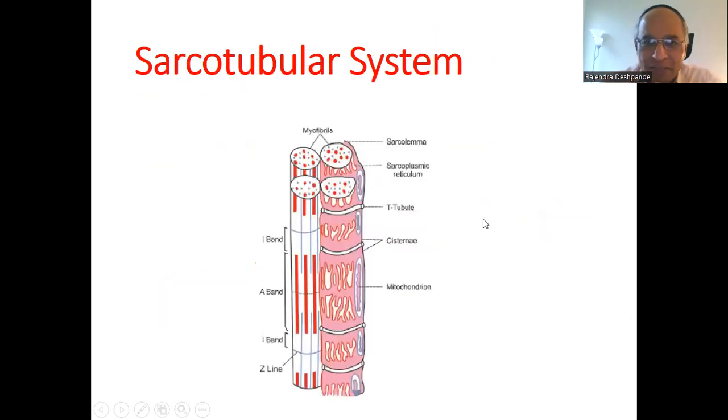In this structure you can see the myofibrils. I am showing you the transverse tubules. Can you see? Transverse tubules. Then this is the sarcoplasmic reticulum. Here you can see the cisterna. This compartment is called the cisternae, the dilated part. Along with it, on both sides, the cisternae and T-tubule are called a triad.